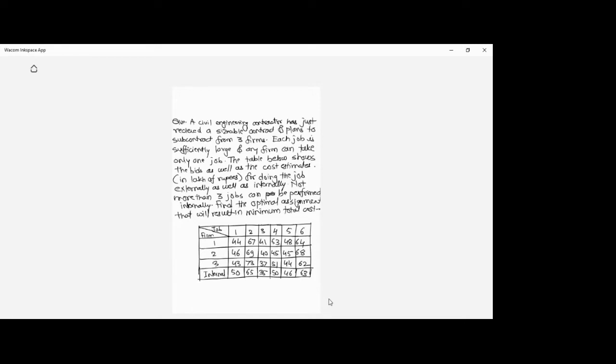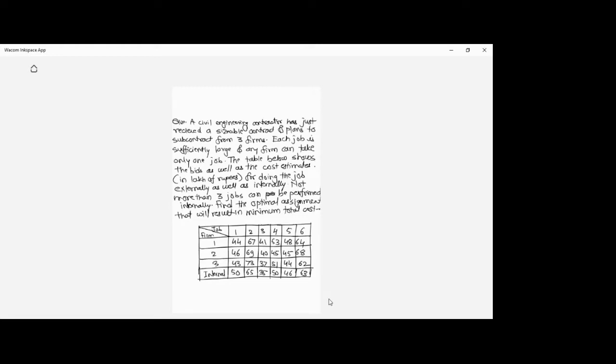So if we read the problem again, let's understand the problem first. A civil engineering contractor has received a very good, big contract, right? And he is willing to subcontract it to 3 firms. So he wants to subcontract further with 3 firms, right? Now each job is sufficiently large and any firm can take only one job. So that is the beauty of this, which makes this an assignment problem.